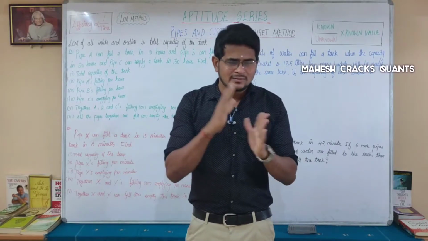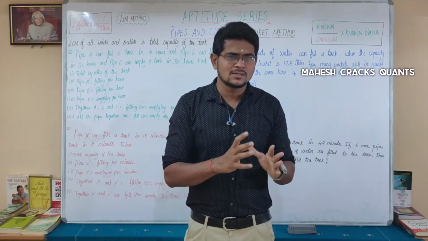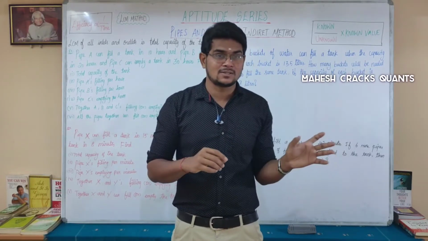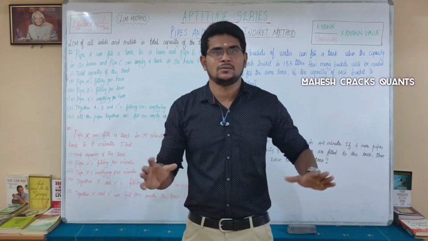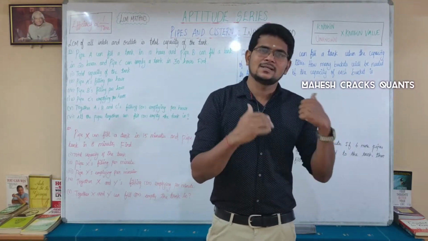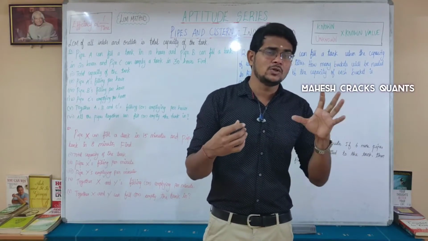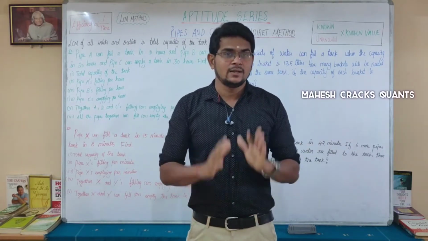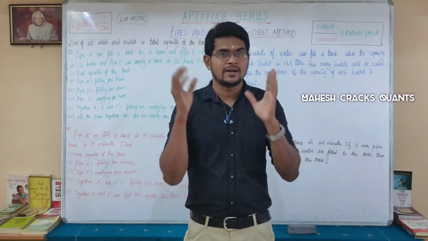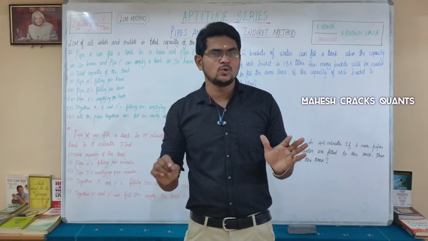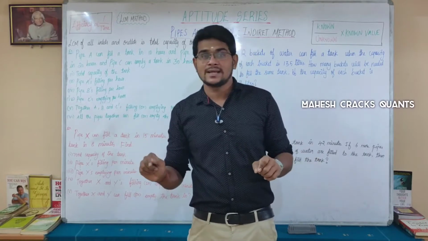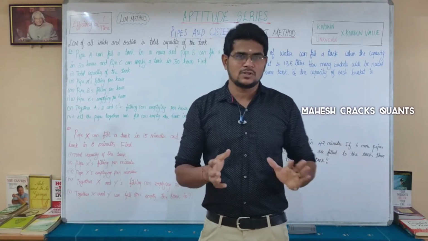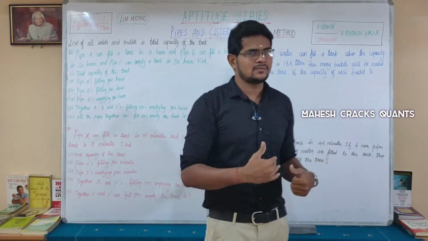What is the difference between time and work, and pipes and cistern? There is only one difference: negative work in pipes and cistern. In time and work there is no negative work, only positive work. Here there is negative work. Inlets are used to fill the tank, and at the same time outlets are used to empty the tank. So here negative work is outlets. When there is an outlet removing water from the tank, that is negative work. Inlets are used to fill the tank, so that is positive work. The only difference is negative work in pipes and cistern.